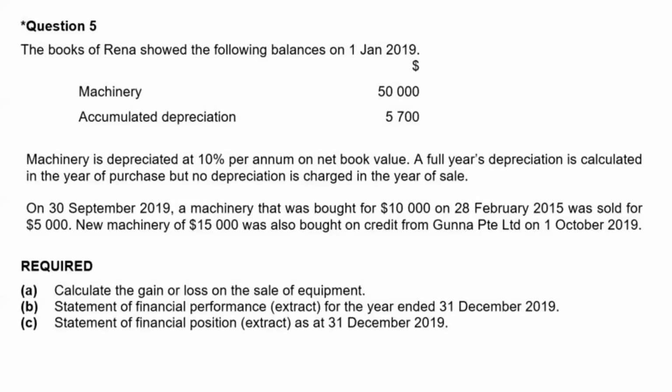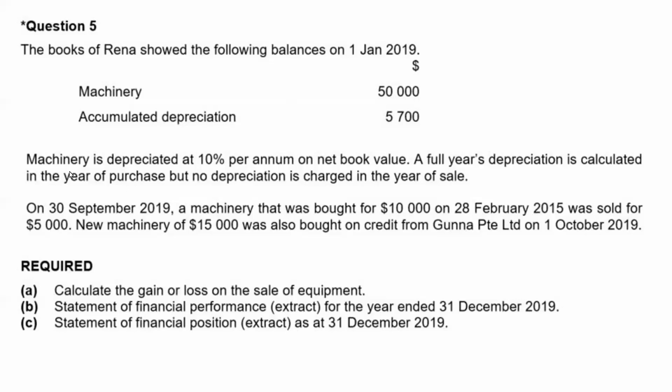Today we will be doing questions on sales of non-current assets. So the question that I'll be doing is for the books of Winner. Information like machinery at cost of 50,000 was given to us on the 1st of Jan 2019. Accumulated depreciation is given as 5,700.